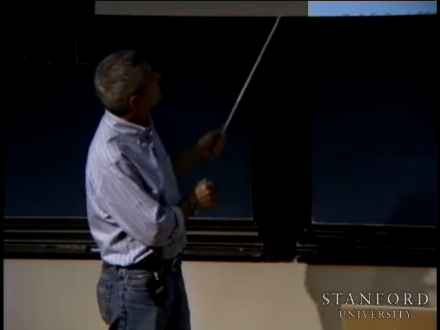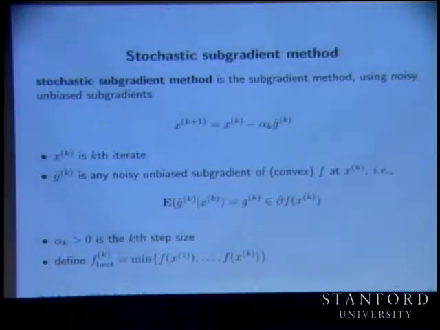And here you just have any noisy unbiased subgradient. And then we'll take the step size, the same as always. And then fk best is going to be the min of these things. By the way, that's a random variable now, right? Because that's now a stochastic process here. So fk best is a random variable.